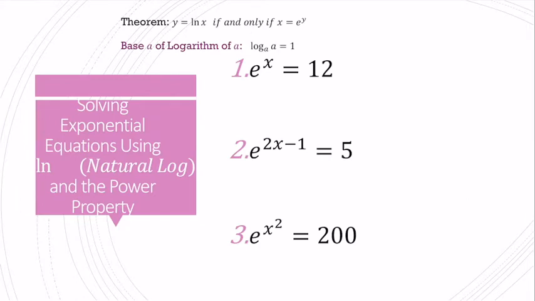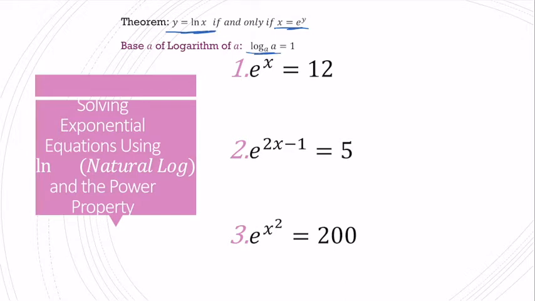Now, here is a theorem for solving exponential equations using natural log, okay? The theorem is this: if I have y equals the natural log of x, that's the same as x equals e to the y, okay? And it's going to use this power for our e's to cancel out. This is the way it talks about it in the book. I am not going to do it this way. Here's what we're going to do.